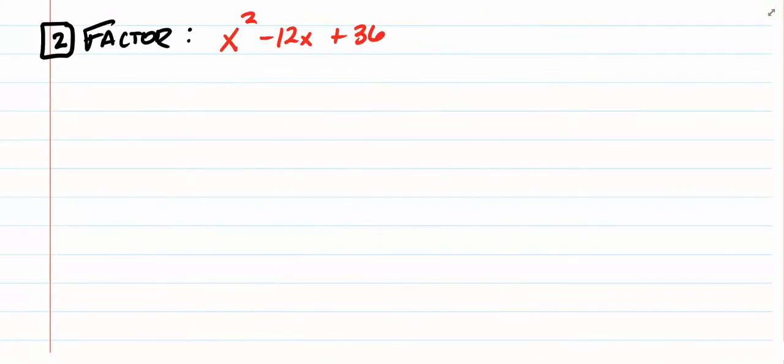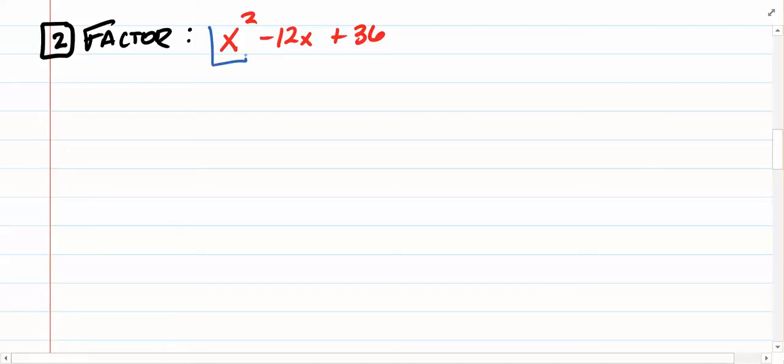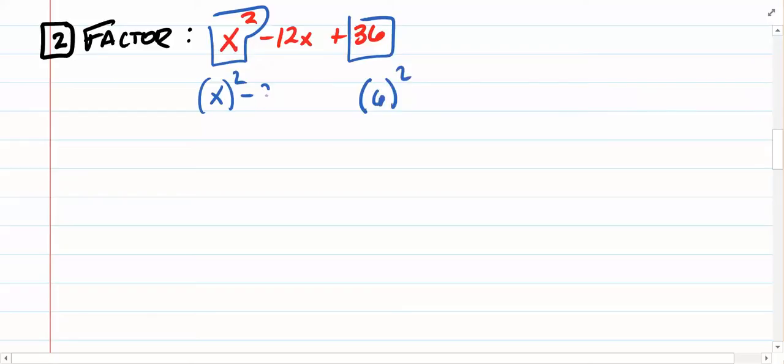Okay, box number 2 is another example. It says factor, and I'm noticing that this is another perfect square trinomial. The reason I know is because the first term is squared and the last term is squared. So this can be represented as x quantity squared, and this can be represented as 6 quantity squared. And then I could write minus 2 times x times 6, which gives me 12x. So therefore, this whole thing is going to factor to x minus 6 squared.